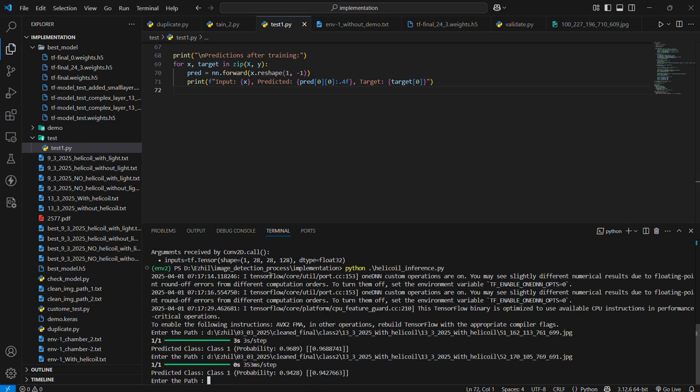You can see the model score is 0.94, which is greater than 0.5. Probability of 94 percent. The image is a class 1 image.